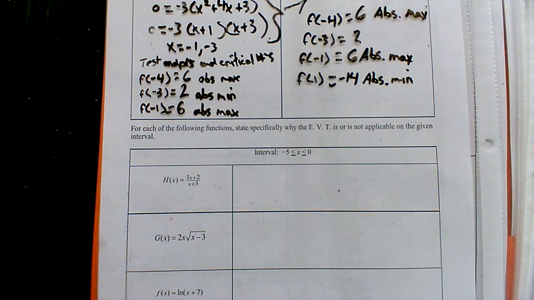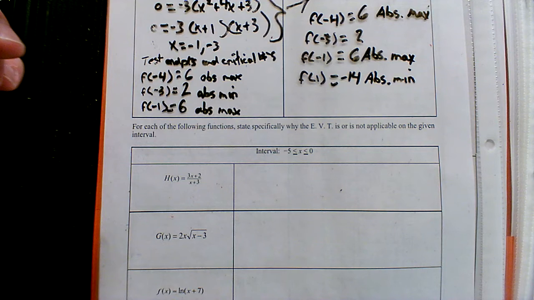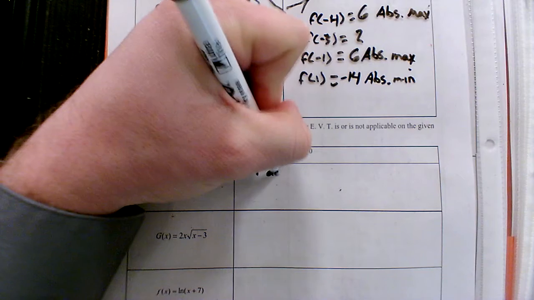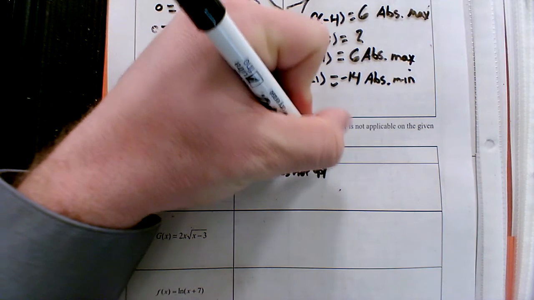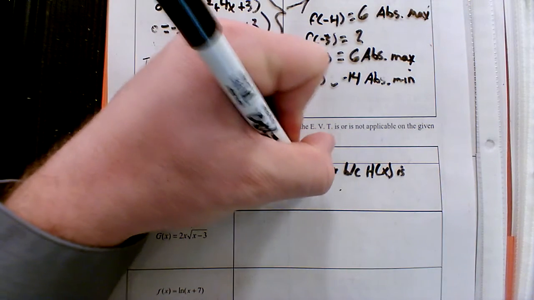So think about what the EVT says if you need to look back at the statement. It's from yesterday. Does this apply to this first h of x function? Dan? No, it is not continuous on the interval -5 to 0 because it has a vertical asymptote at -3. Okay, so we're going to say EVT does not apply because h of x is discontinuous at x equals -3.